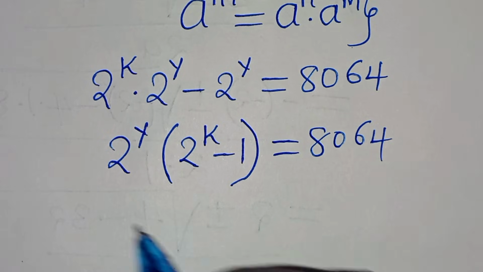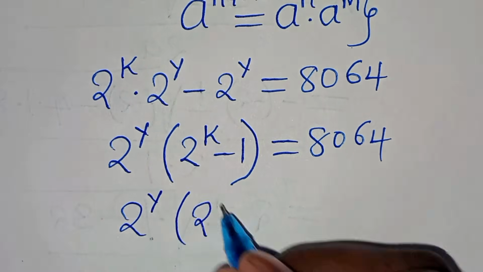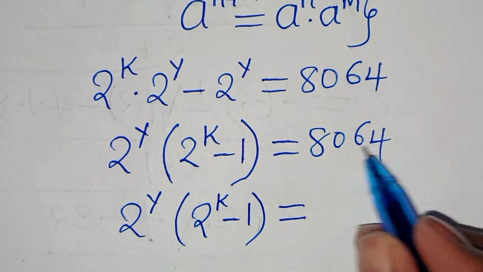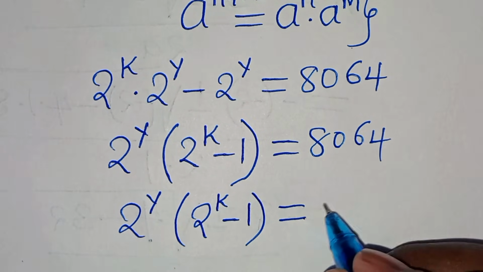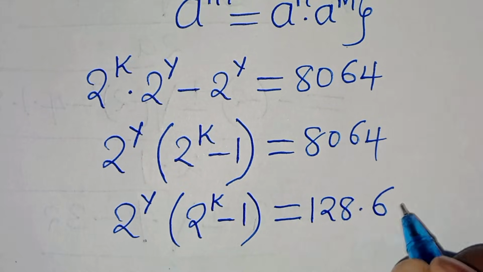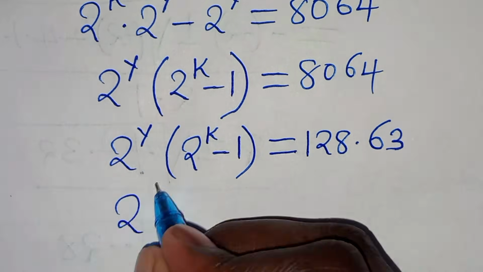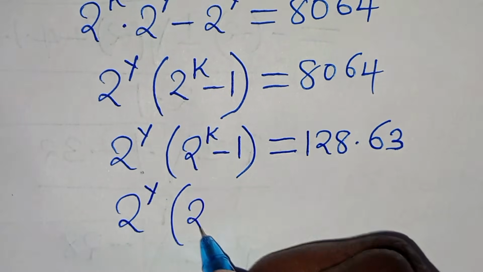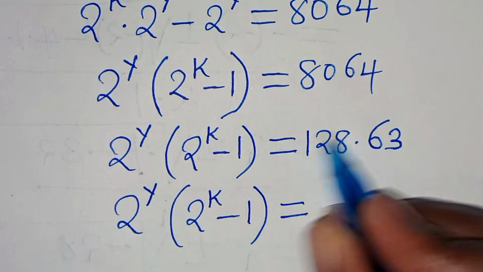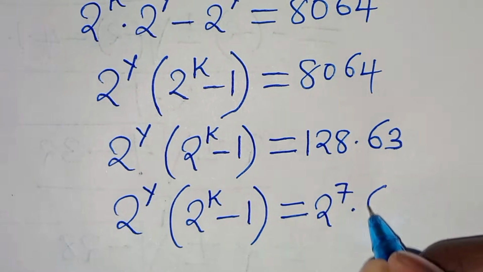Now, this is 2 to the power of y, into the parentheses, 2 to the power of k minus 1, equal to 8064. We can express this as 128 multiplied by 63. So this is 2 to the power of y, 2 to the power of k minus 1, equal to 128, which is 2 to the power of 7, times 63.